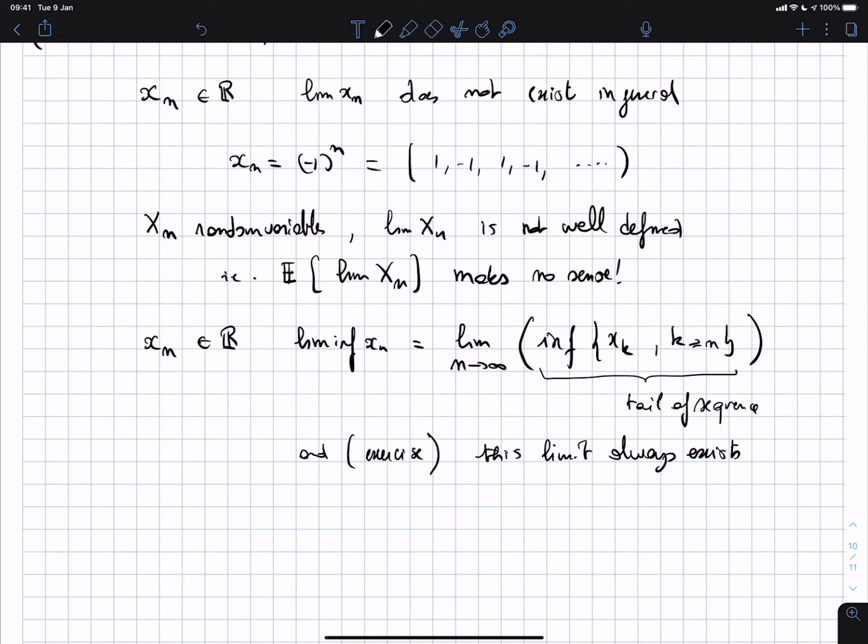Sorry, I have to be a bit more careful. It always exists, but it could be infinite. It could be equal to minus infinity, but it exists. It does make sense as a number, whereas this limit here does not exist. And why is it the case? Well, this sequence of infimums is going to be an increasing sequence, and any increasing sequence is necessarily convergent.